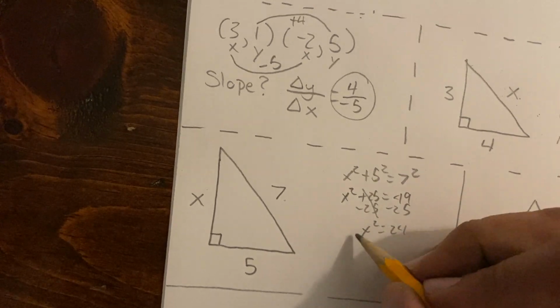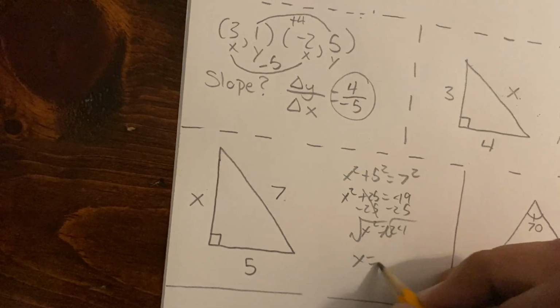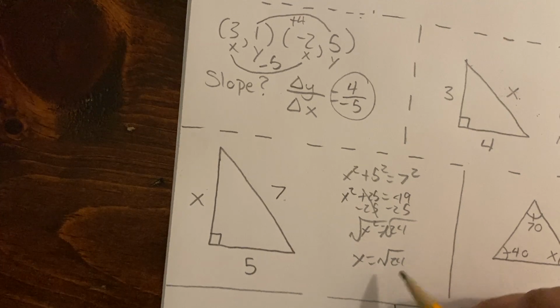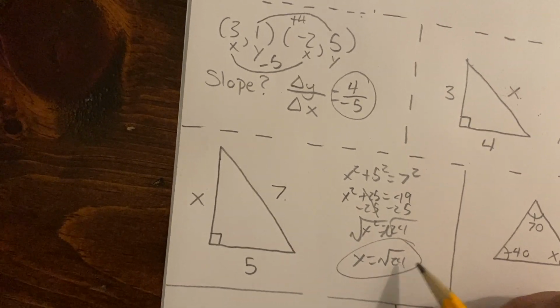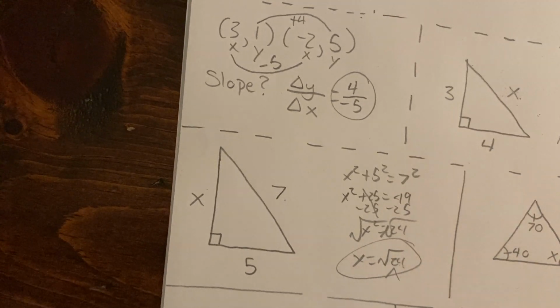How do you get rid of the squared? You square root. That was a horrible square root. x equals the square root of 24. I could simplify this, but for right now, we're just gonna leave it like that, and that is your final answer. If it's an irrational number at the end, you just leave it in the square root. You could simplify it, but right now, we're just gonna leave it like that.